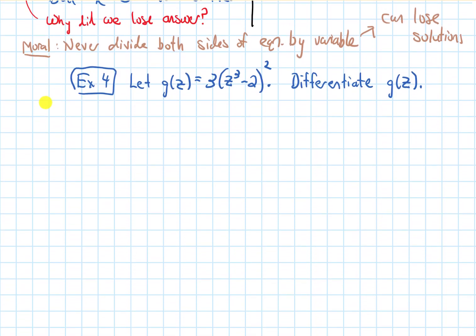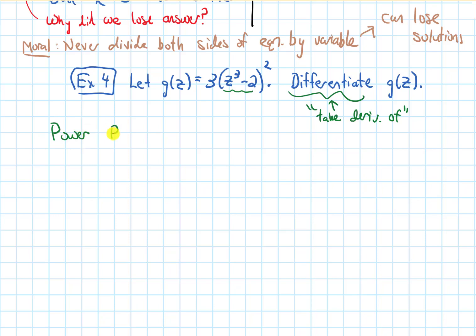So this example, it says g of z is 3 times z cubed minus 2, that whole quantity squared. And I want to differentiate g of z. Differentiate just means take the derivative of, in this case, of g of z. So seeing that I have this whole thing squared, it might be tempting to say, oh, can't I just use the power rule and bring that 2 down? But I have to be careful.